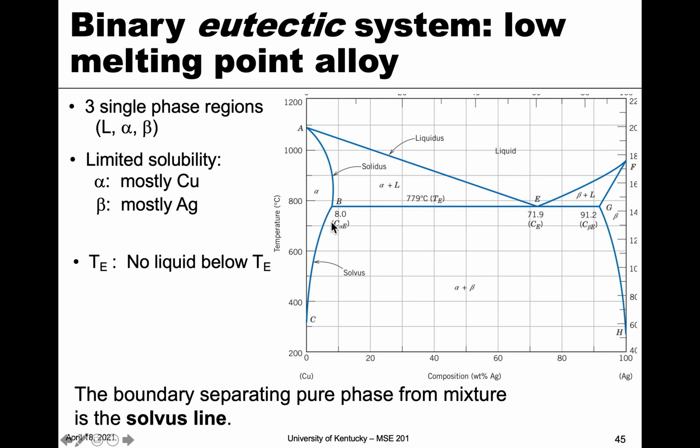The temperature of the eutectic, TE, is this 779 here that you see, this isotherm that we see. And so there can be no liquid below that temperature. And so that's the low melting point that we talked about. And the composition of the eutectic is right here, right? Right where we have that eutectic reaction that we described before.